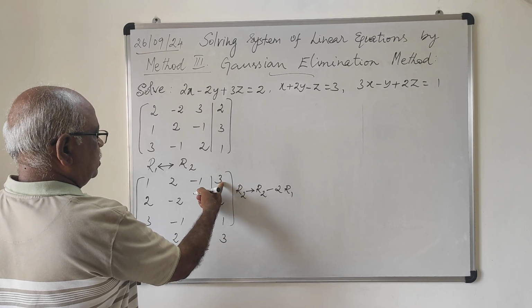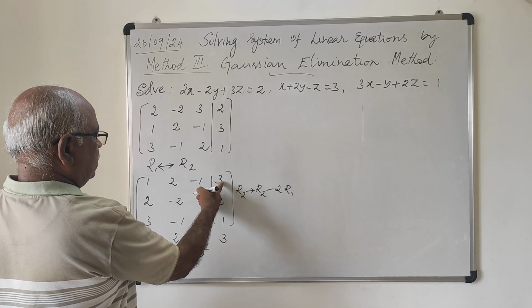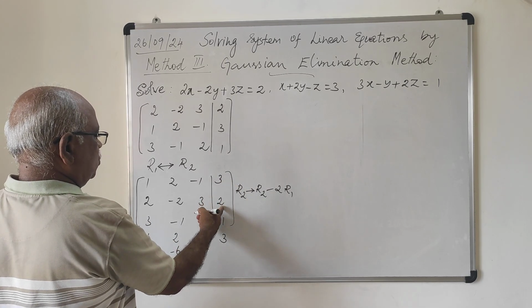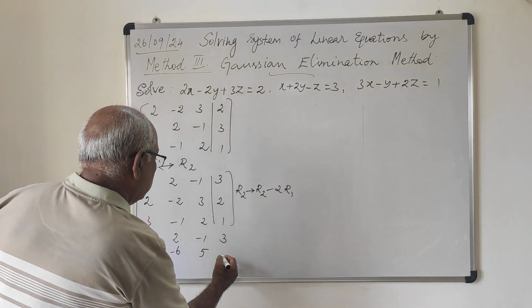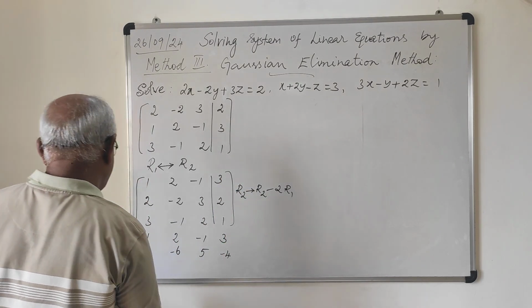2 times of R1. 2 3s are 6. 2 minus 6. 2 minus 6 is minus 4. 2 times 2 3s are 6. 2 minus 6 is minus 4. Okay.